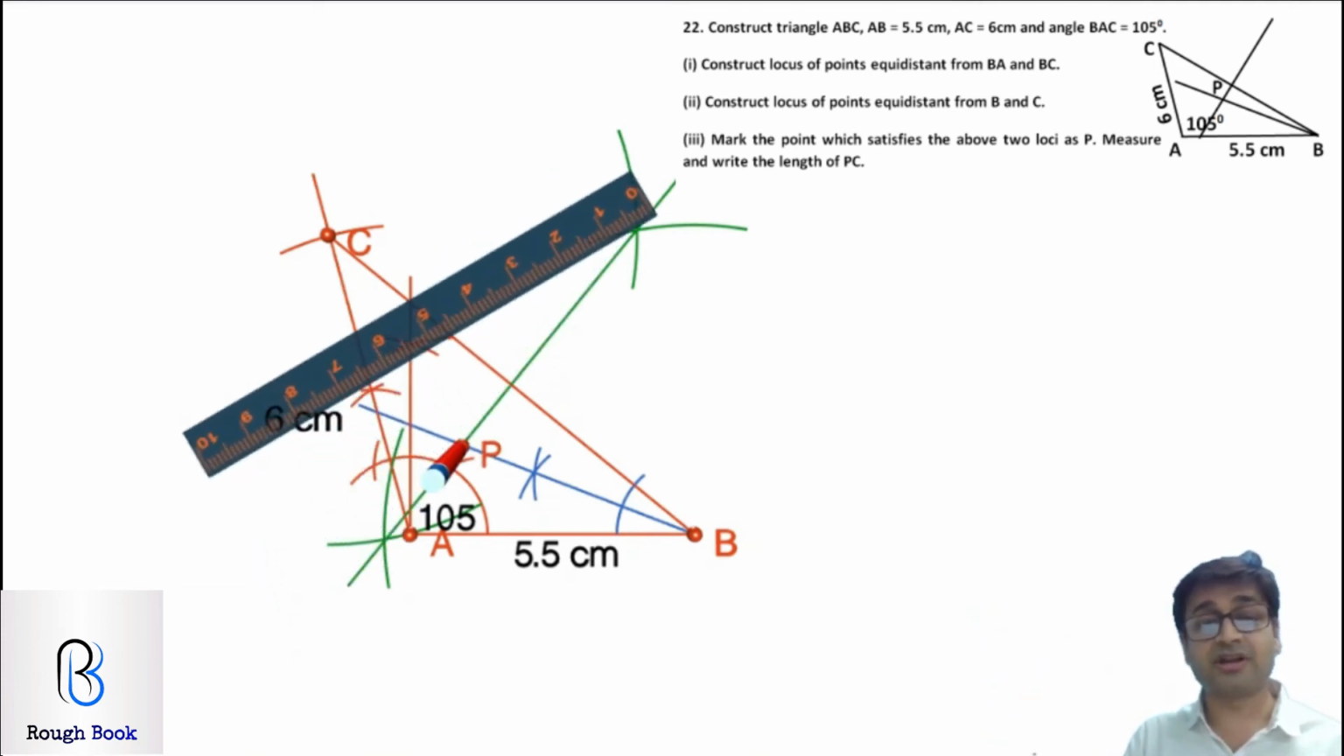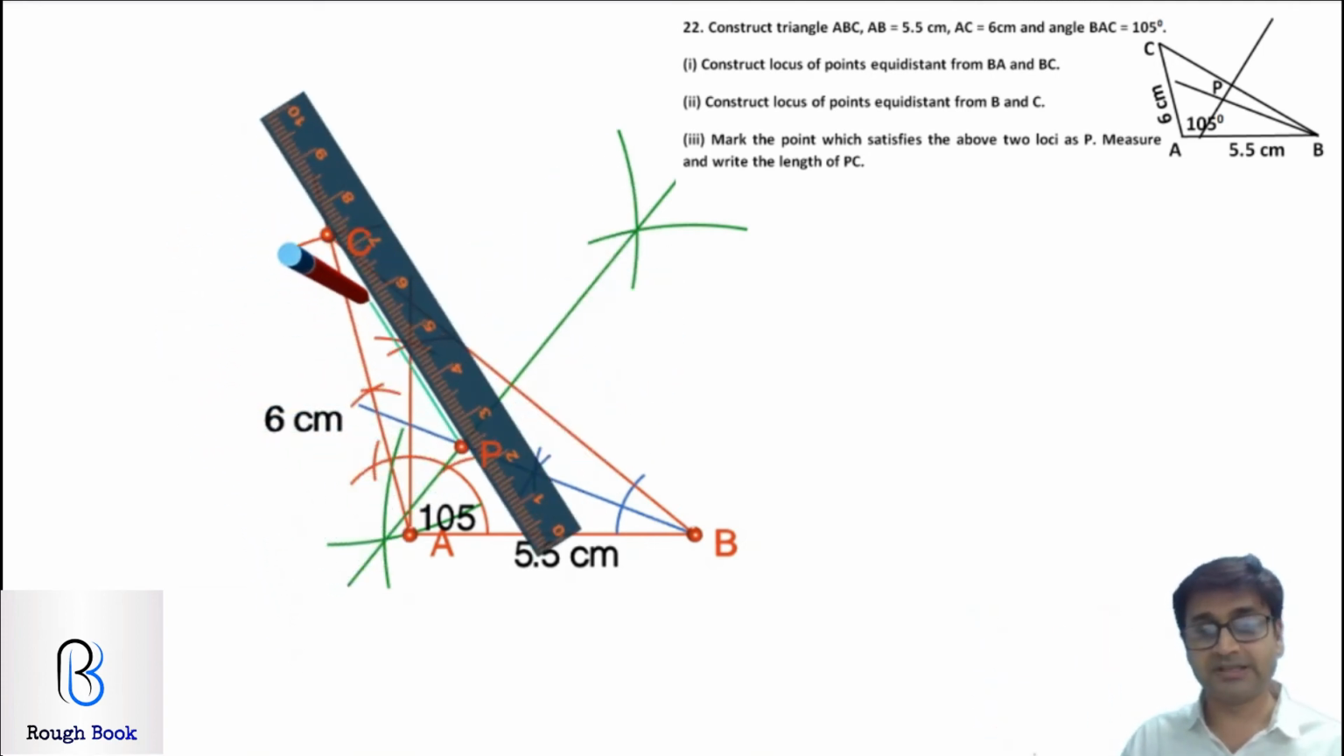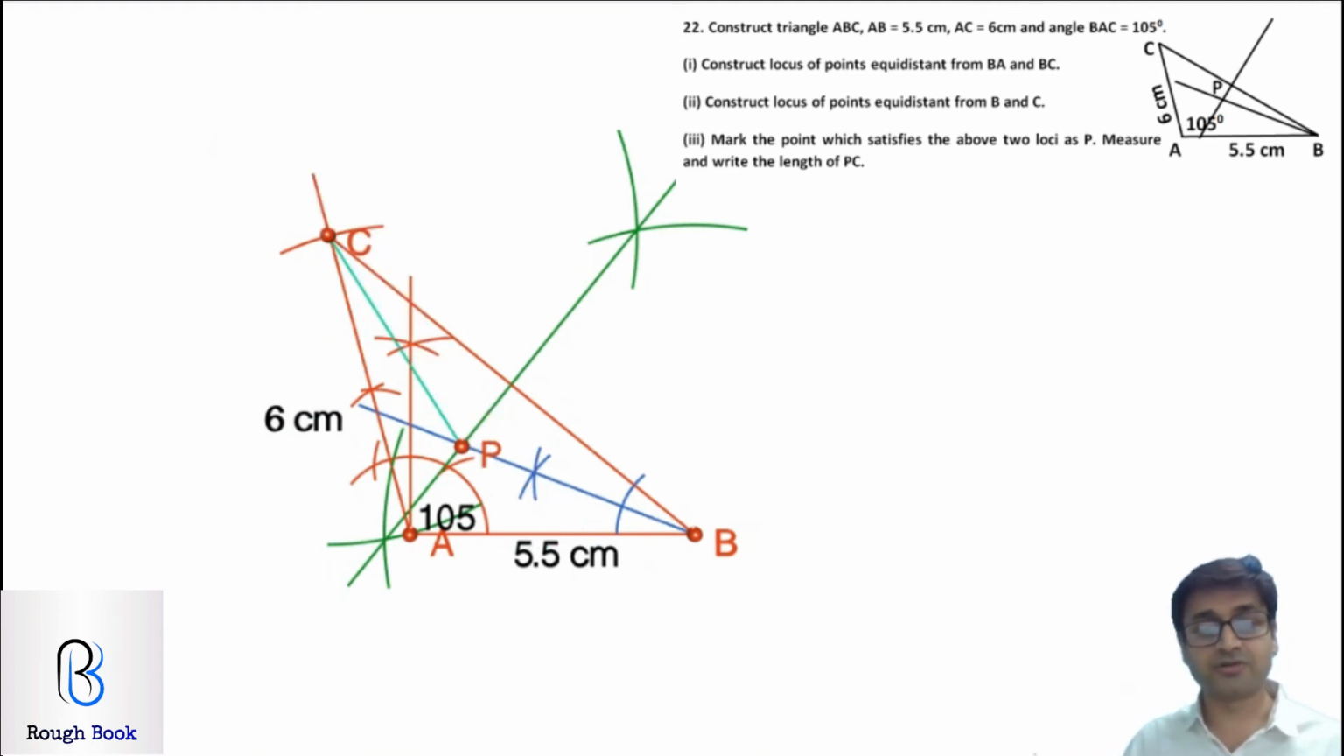Lastly, they say measure and record PC. So join PC, measure how much it is and write it down on the ruled page. So whatever your answer is, you must write it down. PC is so and so measurement. Don't forget to write your measurements, otherwise you will lose 1 mark straight away. Yeah, I hope you got this loci thing as well. Great job.